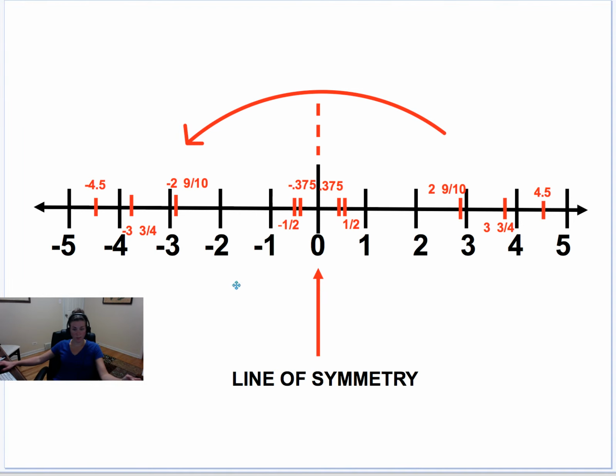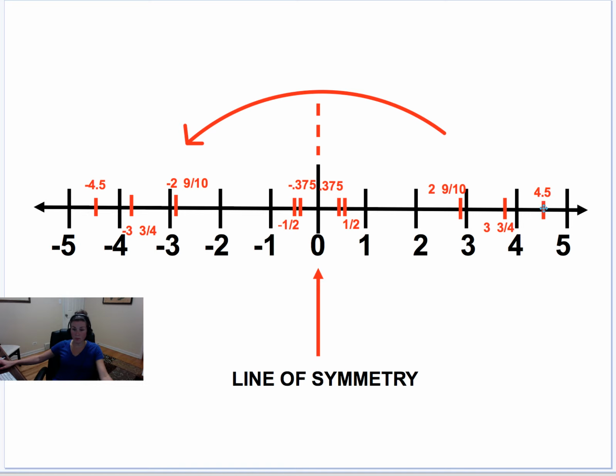So take a look here. You could see positive 1/2 is exactly halfway in between 0 and 1. Negative 1/2 is exactly halfway between 0 and negative 1. Let's go over to 2 9/10. See how 2 9/10 is between positive 2 and positive 3, but it's closer to positive 3? Okay, now look at negative 2 9/10. It's between negative 2 and negative 3, and it's closer to negative 3.